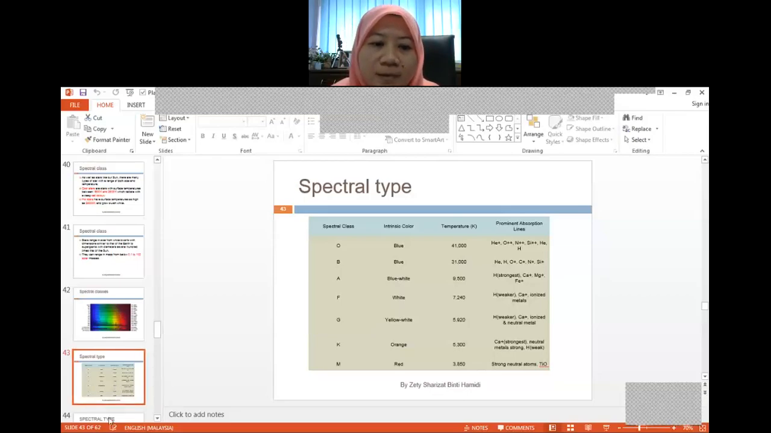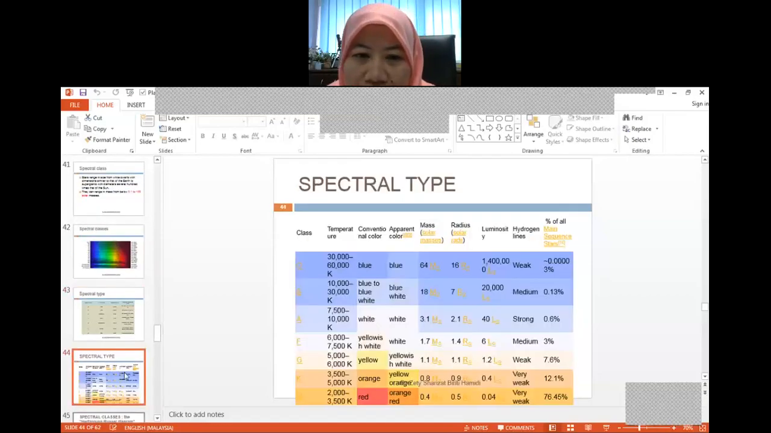All right. This is the other schematic diagram of the spectral class, but more specific because it shows the conventional colors, the apparent colors, and also the mass, and not to forget the radius compared to the solar radius, with the luminosity, the hydrogen lines, and also the percentage of main sequence stars. So basically, this has many more parameters compared to before, and we can see the range for each spectral class with all the parameters.